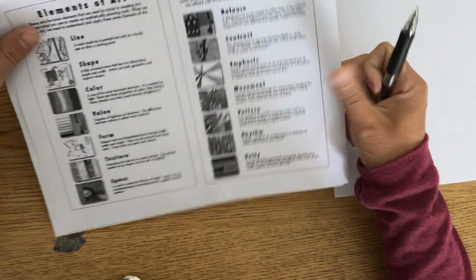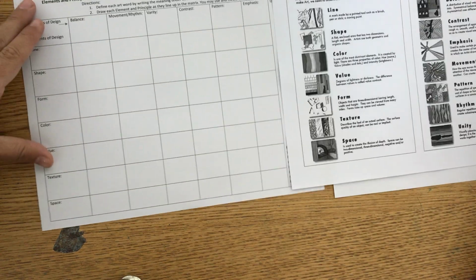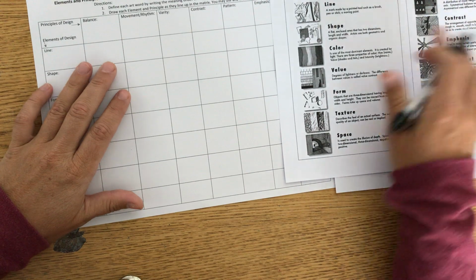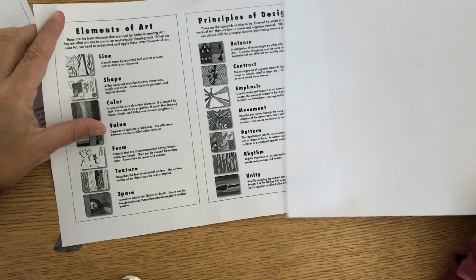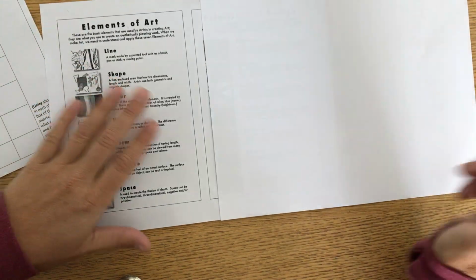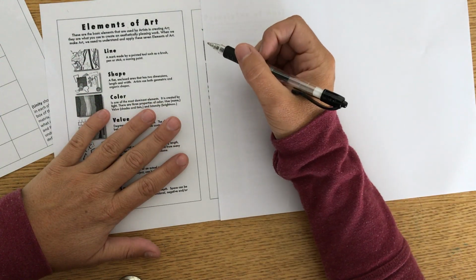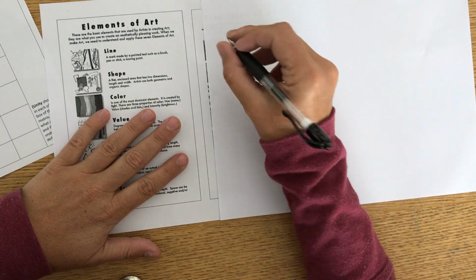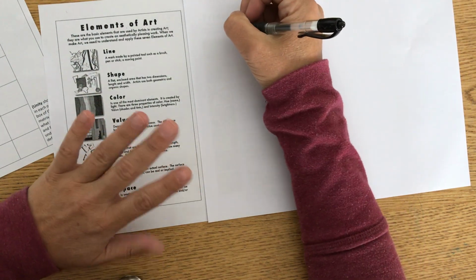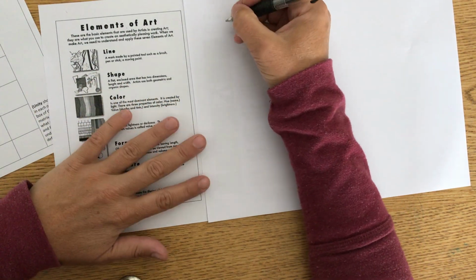So we will be filling this out as much as you can, but I do want to make sure that I go over all of the elements of design with you right now, and then we'll go over how to fill this out. Okay, so line, it's basically a point moving through space, and there's 5 variations of a line.